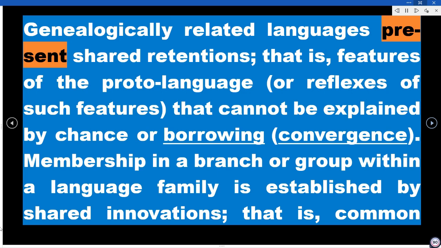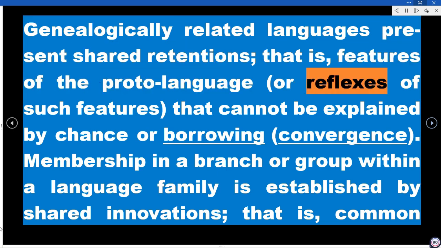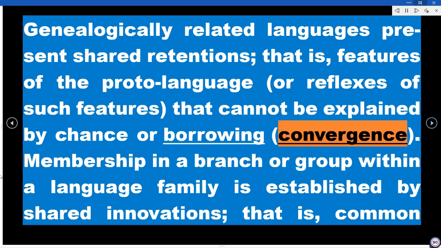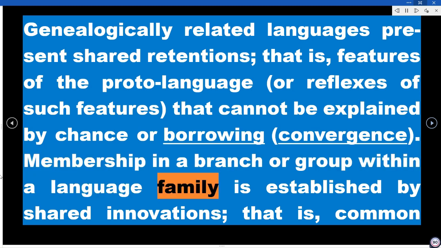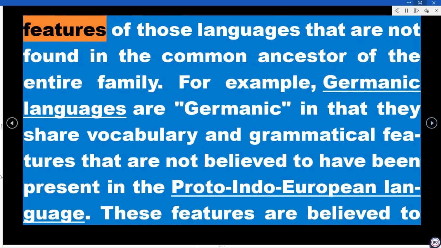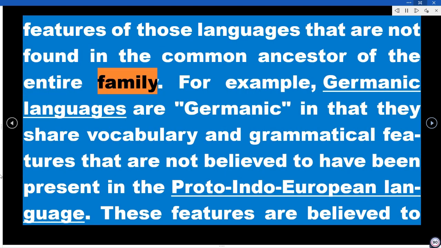Genealogically related languages present shared retentions, that is, features of the proto-language, or reflexes of such features that cannot be explained by chance or borrowing, convergence. Membership in a branch or group within a language family is established by shared innovations, that is, common features of those languages that are not found in the common ancestor of the entire family.